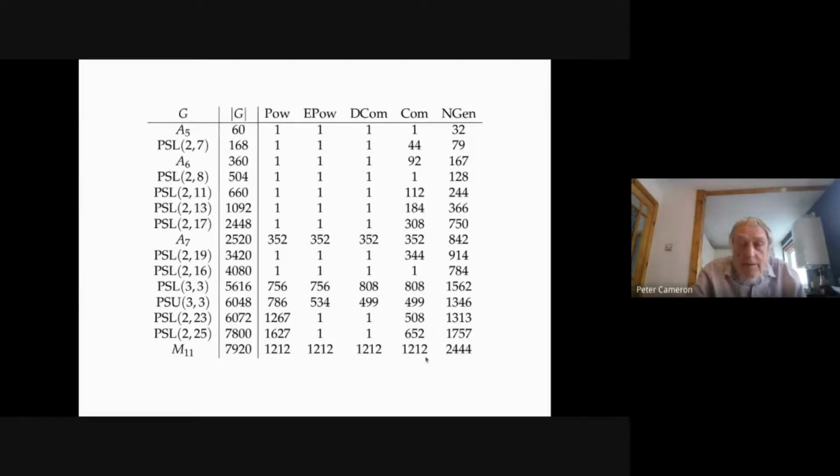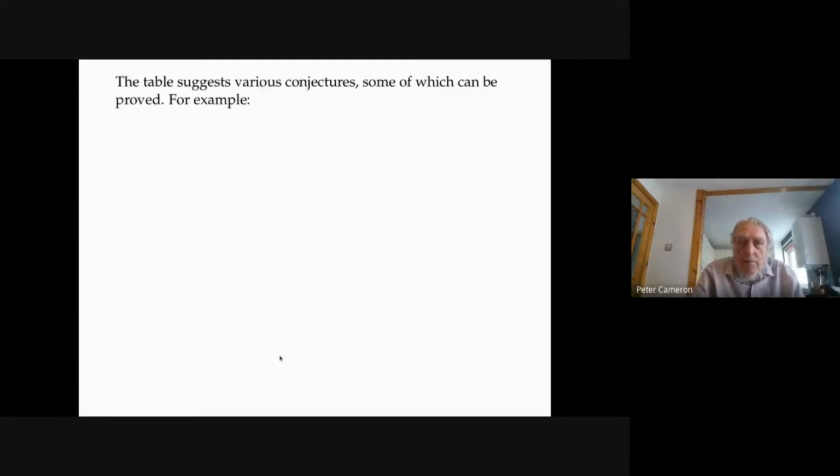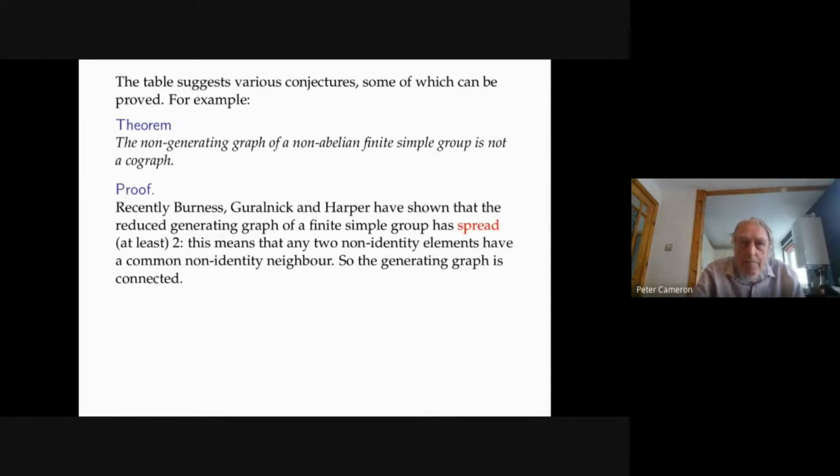All of these have the same number of vertices, 1,212. And I think this is probably a nice graph. The automorphism group has only a small number of orbits. And the automorphism group of this graph is actually, well, I haven't checked in all cases, but certainly in the case of the power graph, the full automorphism group is just M11, and it has just a small number of orbits. So a nice graph there.